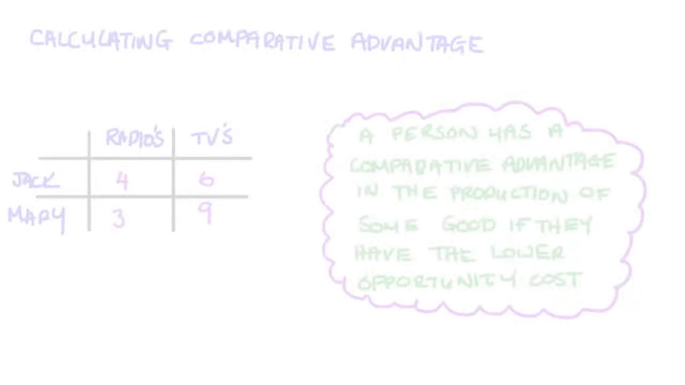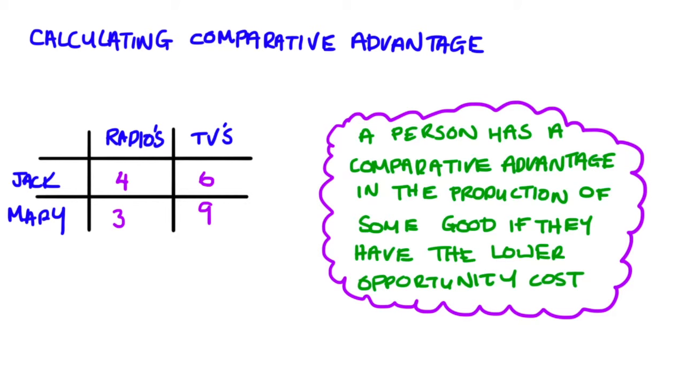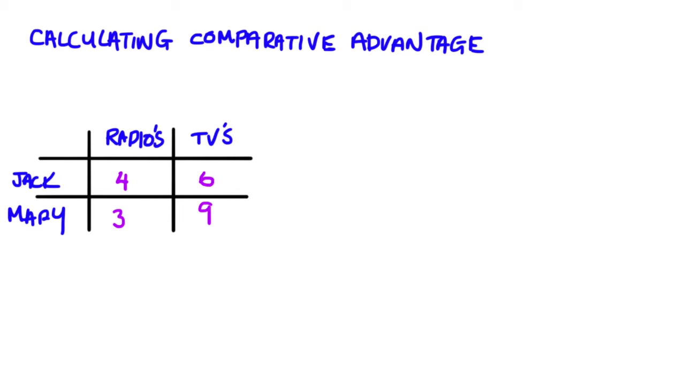Okay, good. So comparative advantage, a person has a comparative advantage in the production of some good if they have the lower opportunity cost. What's key about these sorts of questions is that we're going to frame our understanding of opportunity cost in terms of how much of one good that a person, or if your example has a country, has to give up in the production of another good. So we're going to think about how many radios that Jack has to give up if he makes a TV, or Mary, how many TVs she has to give up if she makes a radio, etc.